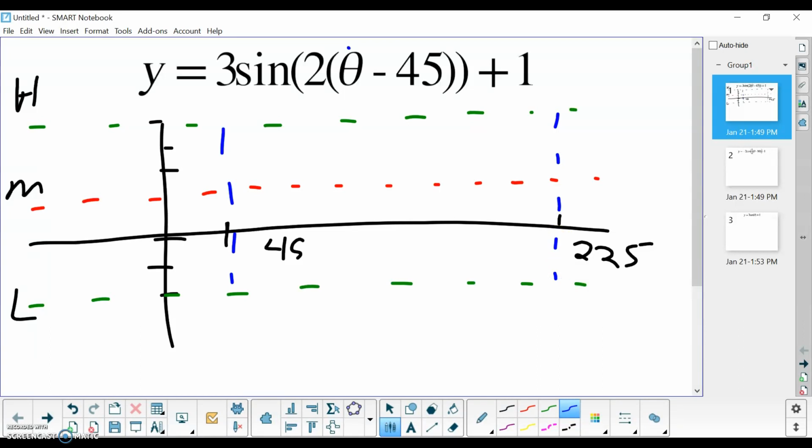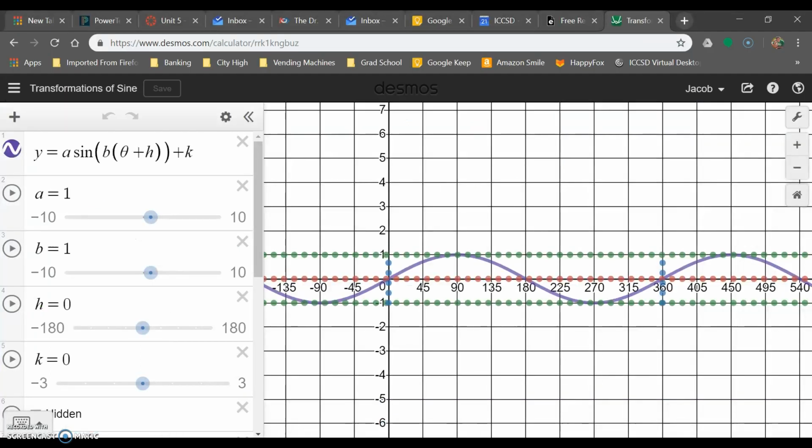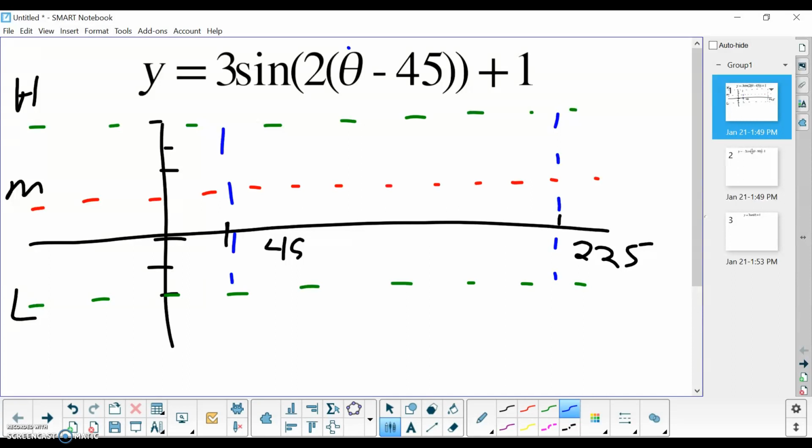Now from here, if you remember back to the Desmos activity, the graph of sine starts and ends right at the midline, and in the middle it's right at the midline. And so on this graph, I'm going to start at the midline. Oops, purple. Start at the midline, end at the midline. Halfway through, which in this case I think would be 135 degrees, is right at the midline.